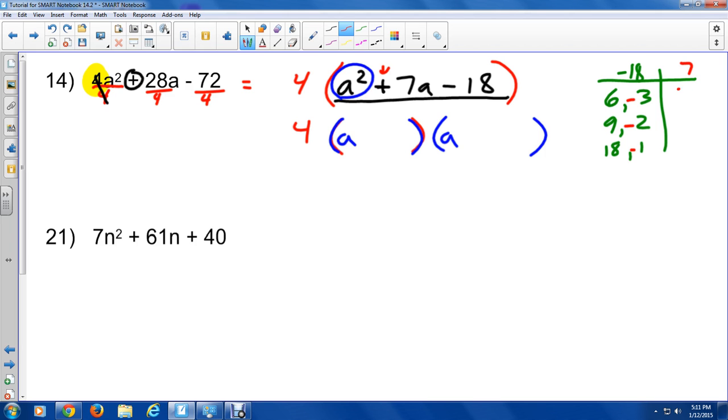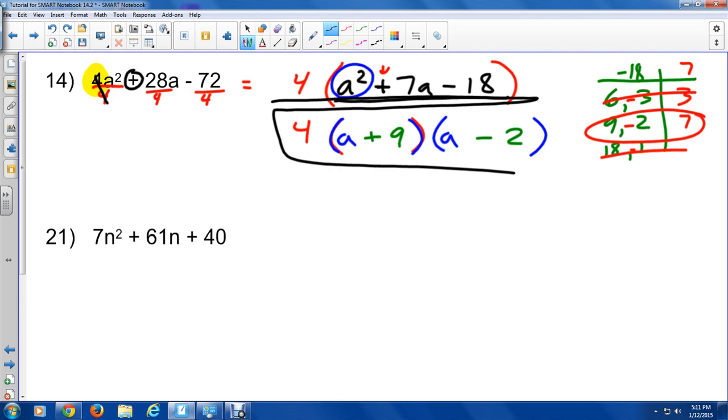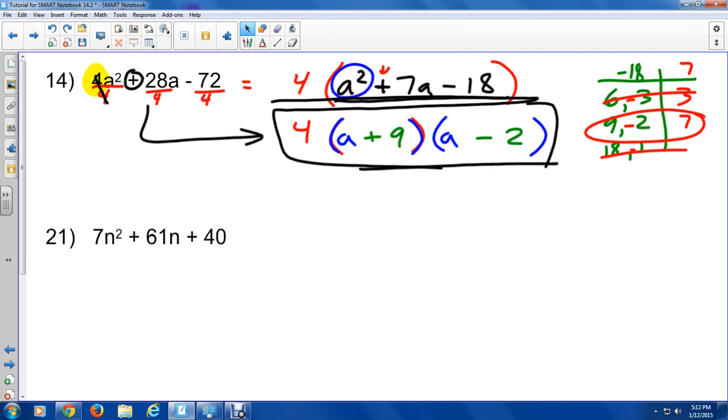Add those up. 6 minus 3 is 3. 9 minus 2 is 7. 18 minus 1, don't care, because bingo, I got it right here. So the 9 and the 2, put a minus and a plus to match your signs with the numbers you had. And that would be considered my final factored answer for what we started with there. And we also saved ourselves a lot of work. You'll find out when I get to 21 how things can get a lot more complicated if I can't get a 1 in front of my variable squared term, because sometimes it's not possible.